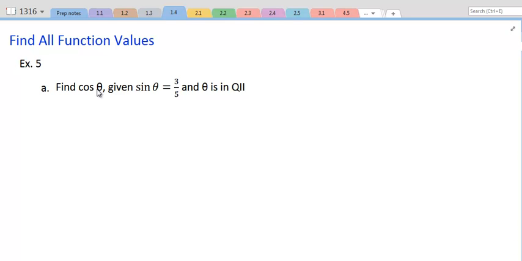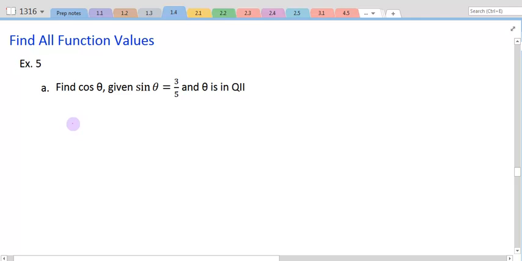Well, now let's put it all together by finding all function values if we're given just a small amount of information. This first example we're going to look at asks us to just find the cosine of theta if I know that the sine of theta is equal to 3/5 and I know theta is in quadrant 2.